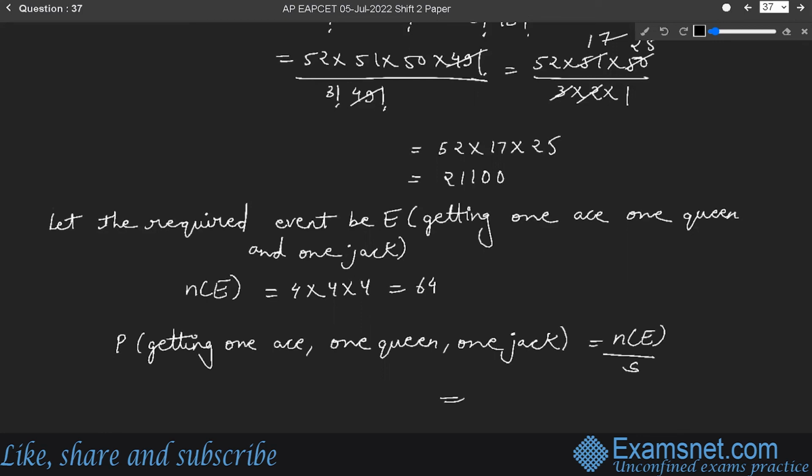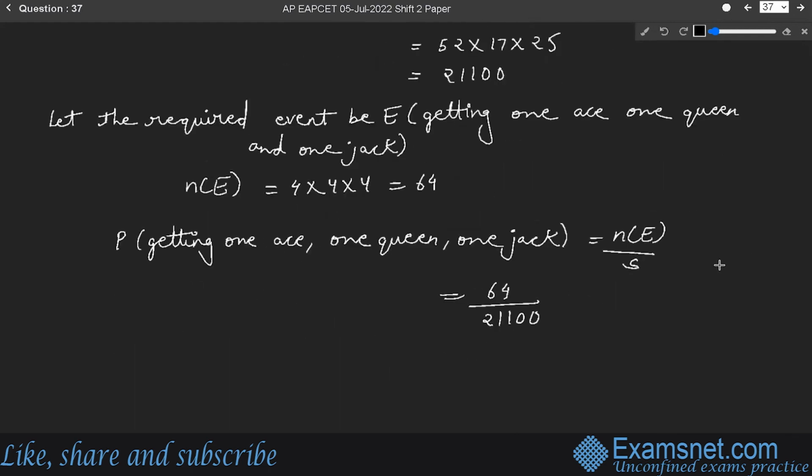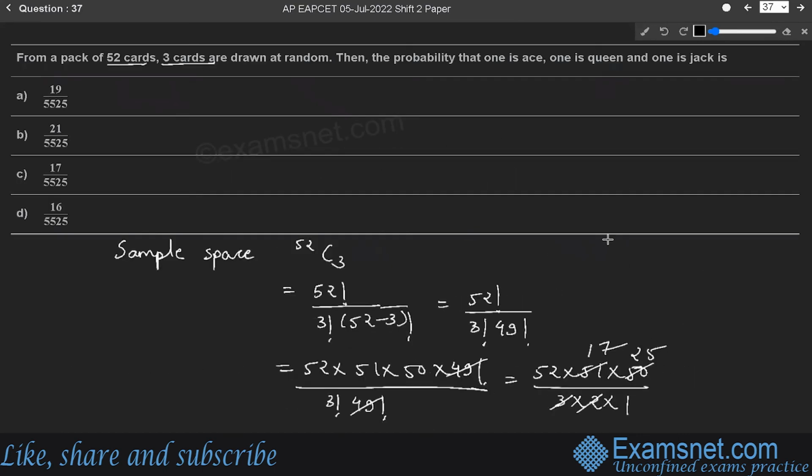We know that n of E is 64 and the sample space is 21,100. So it will be 16 over 5225. Therefore, the required probability is 16 upon 5225. Hence, we can say that the correct option here is option number D, which is 16 upon 5525.